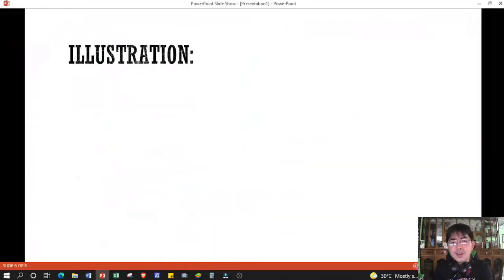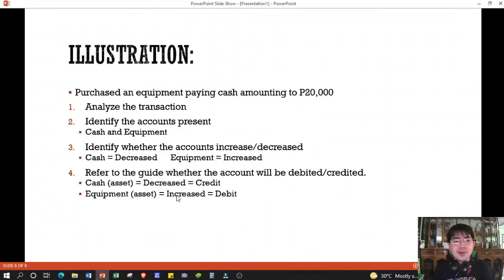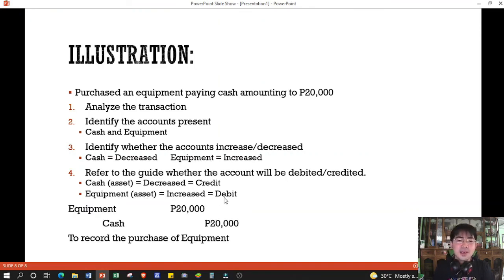Therefore, in our number 4, cash is an asset, tapos nabawasan, credit according to our kodigo. Then equipment, also an asset, nadungagan. Then according to our kodigo, debit. Therefore, our journal entry is debit equipment, 20,000 pesos, credit cash, 20,000 pesos. Then explanation na naman, to record the purchase of equipment.